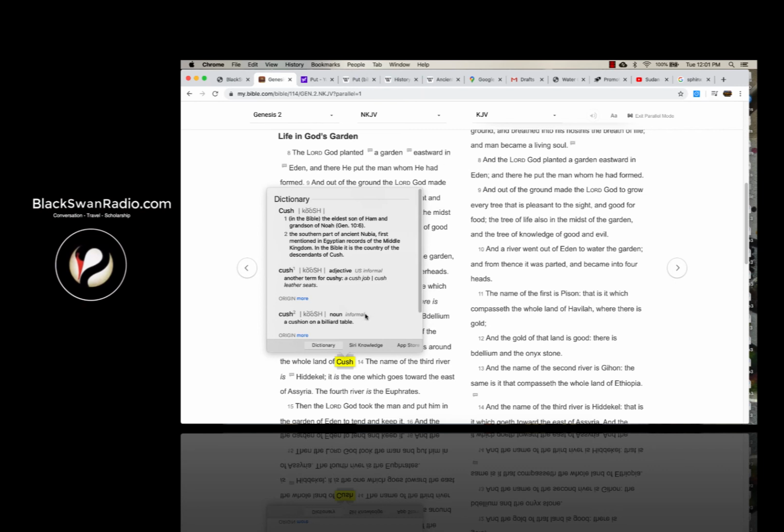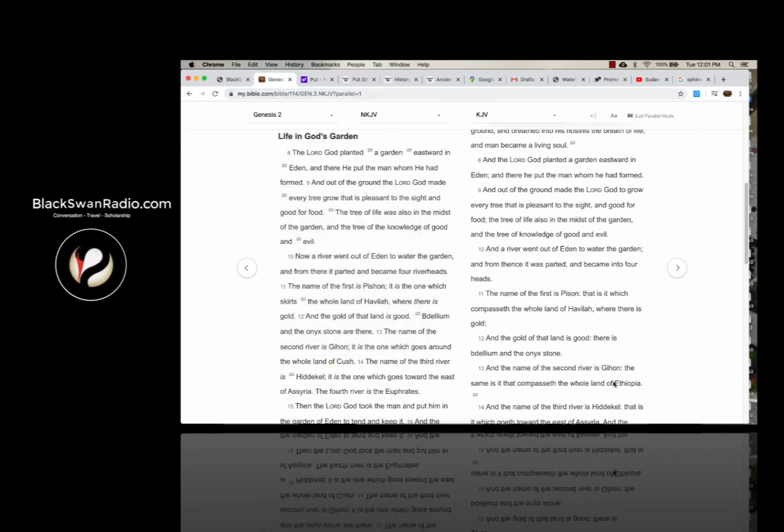And to give you even more confirmation, right here in the New King James Version, he's called Cush. But in the King James Version, it literally says it encompasses the whole land of Cush, Ethiopia. So they're telling you Cush and Ethiopia are the same thing. Compasseth, so it goes around. It's surrounding the whole land of Ethiopia, the whole land of Cush, the Nile River Valley. And then there's also the Blue Nile, which is also part of that.